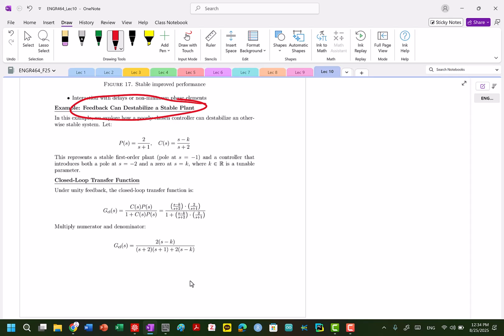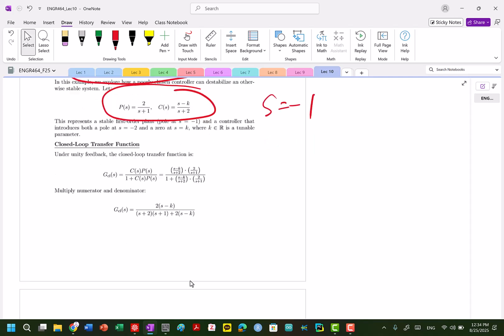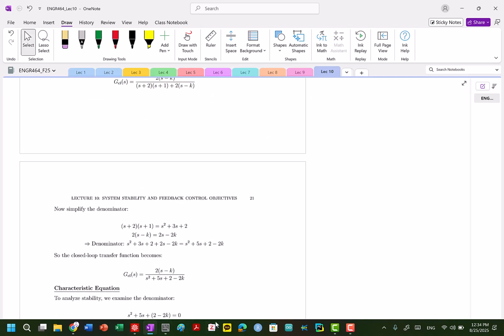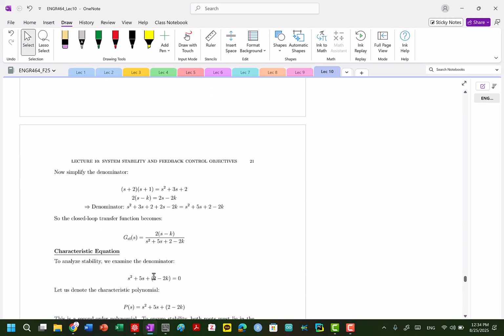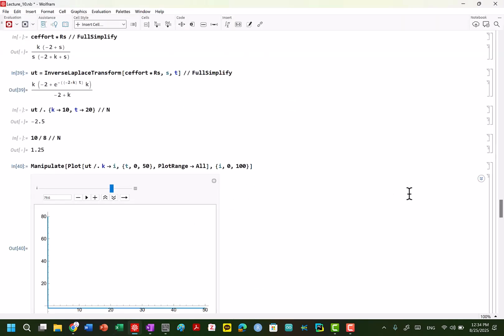So let's take a peek at this system. It's first order, so we know s is equal to -1, so we're fine, right? We're stable. We have a controller. We can just play around with K and do whatever we want, right? Nope. So let's look at our system, because it's not first order anymore. It's actually going to be second order, as we're going to see.